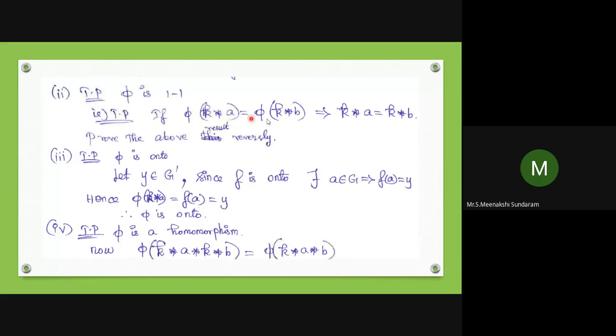அதான் if pi of k star a equal to pi of k star b which implies k star a equal to k star b. Prove the above result reversely. That is called the 1 to 1 meaning well defined. அப்படியே ரிவர்ஸ் ப்ராசஸ் போட்டீங்கன்னா 1 to 1.